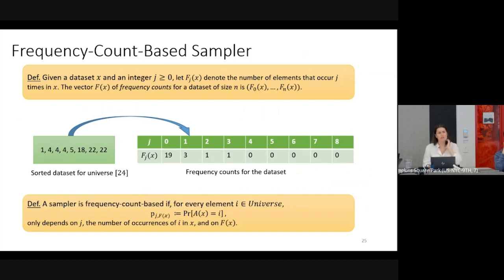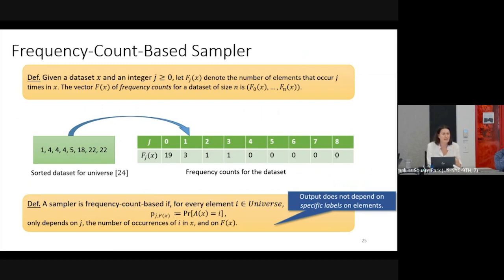And so a sampler is, we'll say, frequency count based if for every element in the universe, the probability that the sampler outputs that element depends only on j, the number of times it occurs, and the rest of the frequency vector. So in other words, the labels on the items don't matter. The output doesn't depend on the specific labels. So we could output a 1 and a 5 and an 18 with equal probability.